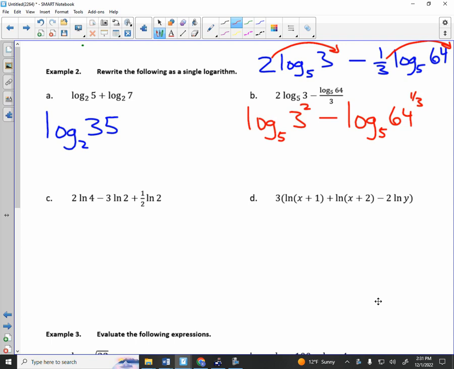Let's actually evaluate it now. So 3 squared is 9. So I have log base 5 of 9 minus, and then 64 to the 1/3 power. That means the cubed root of 64. What is the cubed root of 64? It is 4. Very good. So minus log base 5 of 4. So I still have 2 logarithms. I need 1. So it's going to be log base 5 of 9/4. Good.